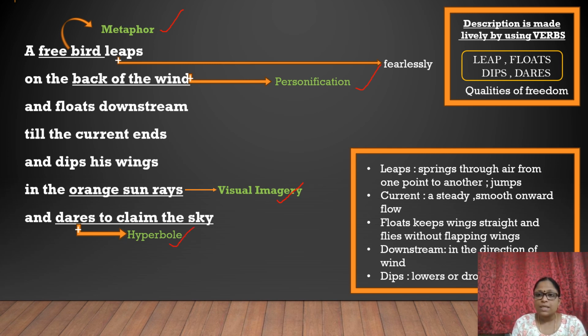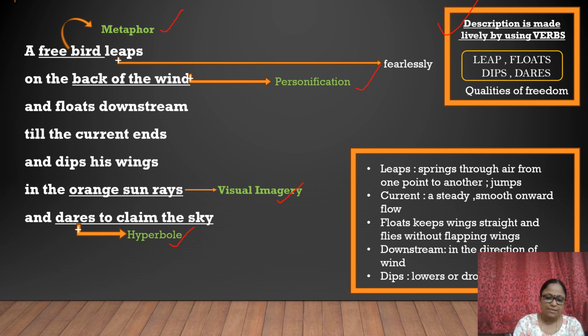A few words are there in the first stanza. The description is made lively by using a few verbs such as leaps, floats, dips, dares. These terms are the qualities of freedom. Qualities of freedom are highlighted using the verbs leaps, floats, dips, dares. So in the first stanza, the flight of the free bird is being described.